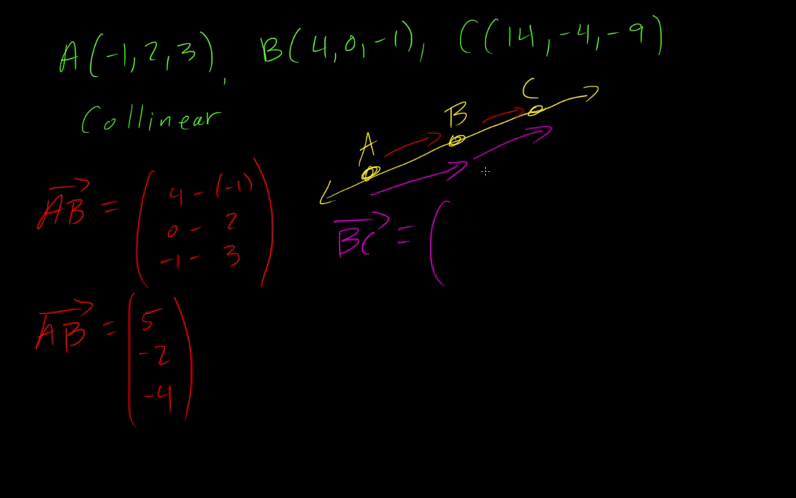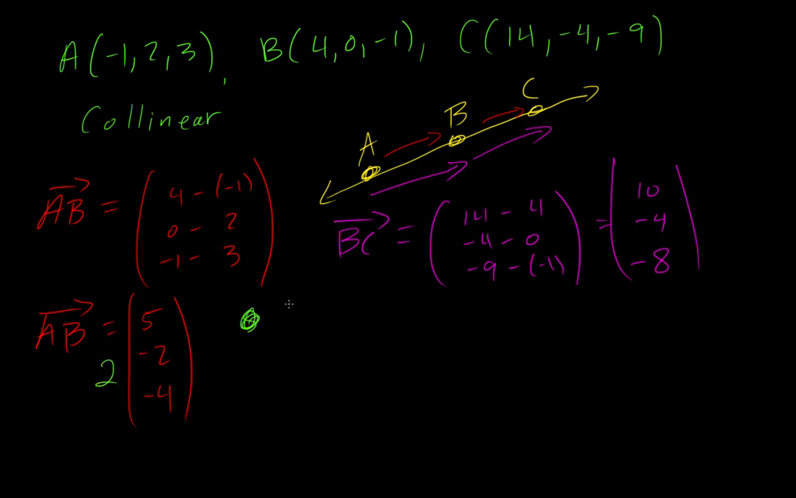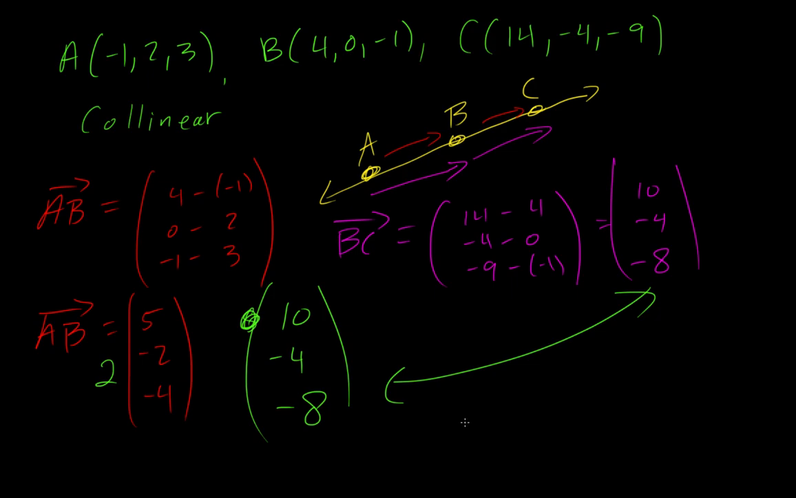So 14, negative 4, negative 9, minus 4, 0, negative 1. So that's 10, negative 4, negative 8. Okay. Now, they're not the same thing, but remember, if we can multiply by a constant, then we know they're parallel. So if I multiply this by 2, I'm going to get 10, negative 4, negative 8, and now that's the same thing. So we've proven that they are parallel.